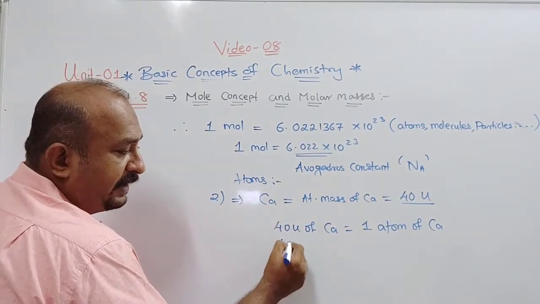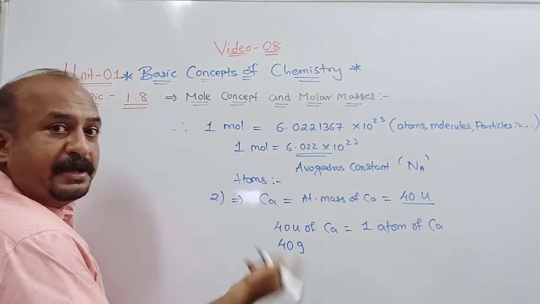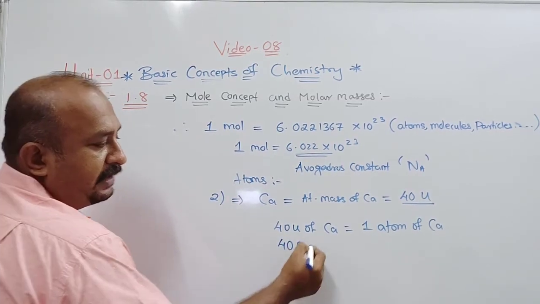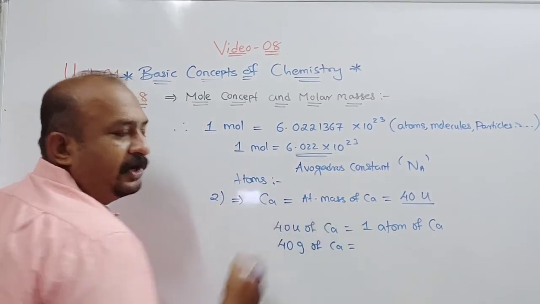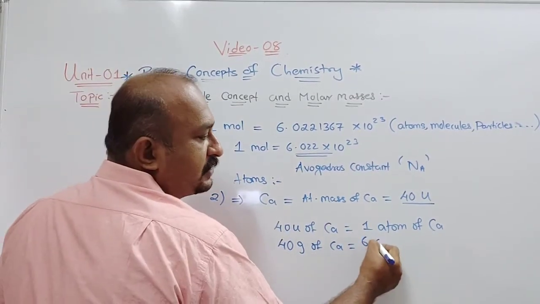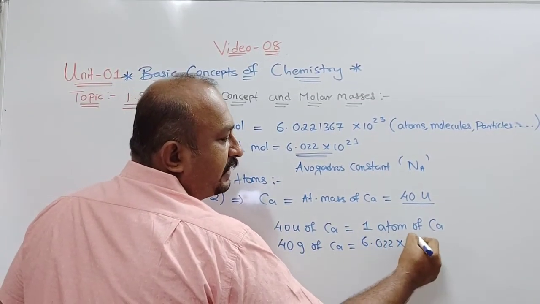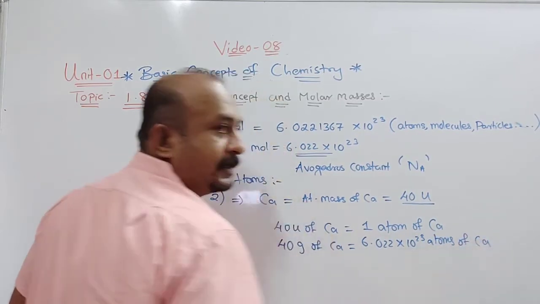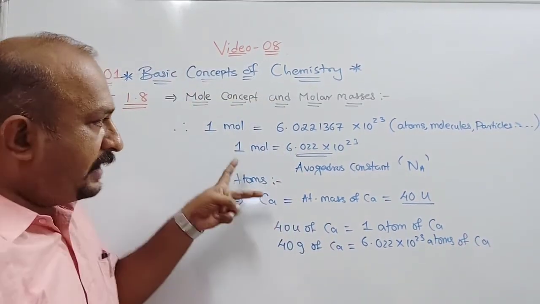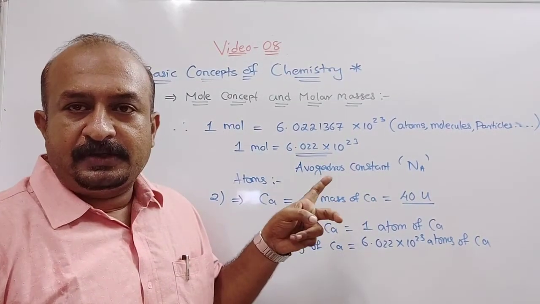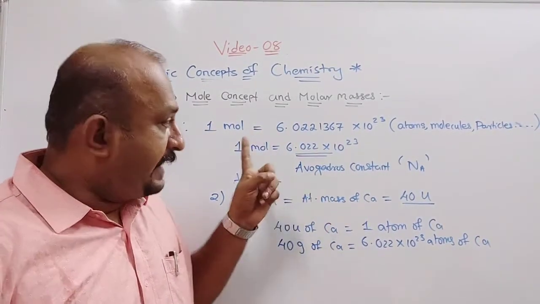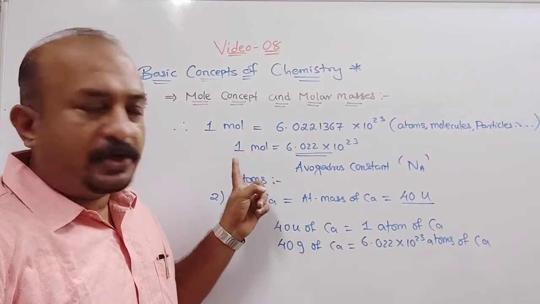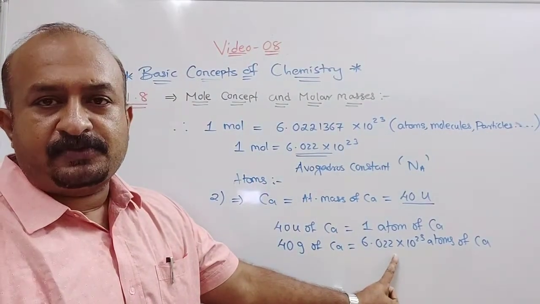But if I convert this U into gram atomic mass, that is 40 grams of calcium, it will contain how many atoms? It will contain 6.022 into 10 raised to 23 atoms of calcium. So understood? These are the two examples I gave. What are these examples for? Atoms I am talking about. So when I am talking of atoms, this many atoms will be there.